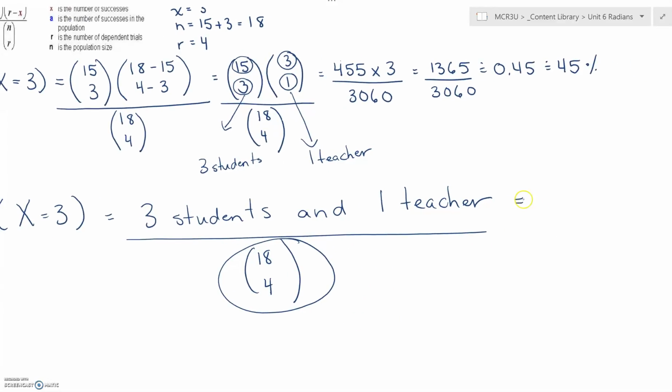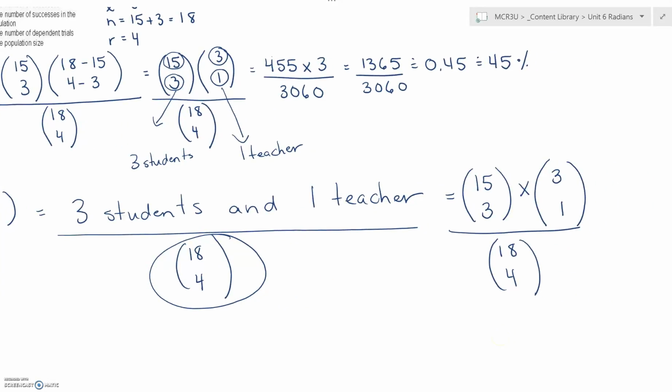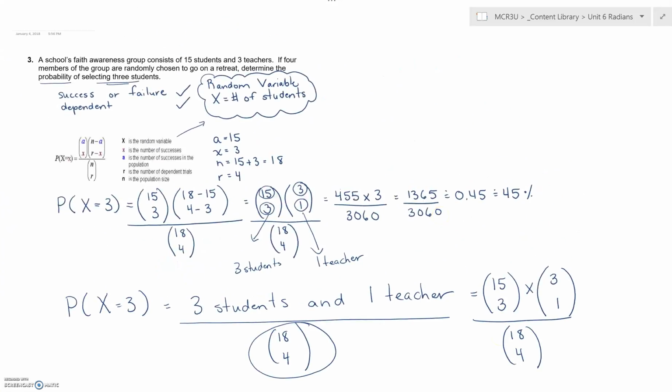So when you're picking 3 students, you're picking 3 students out of 15. And means to multiply. If I'm picking 3 students, it means I have to be picking 1 teacher out of the 3 that are left over. You just don't want to forget this bottom part because that's how you do probability. Okay, so I don't know which method you prefer. You can pick the formula if you do prefer that. Sometimes it's a bit tricky with all these letters, but you can also do it the simpler method as well.